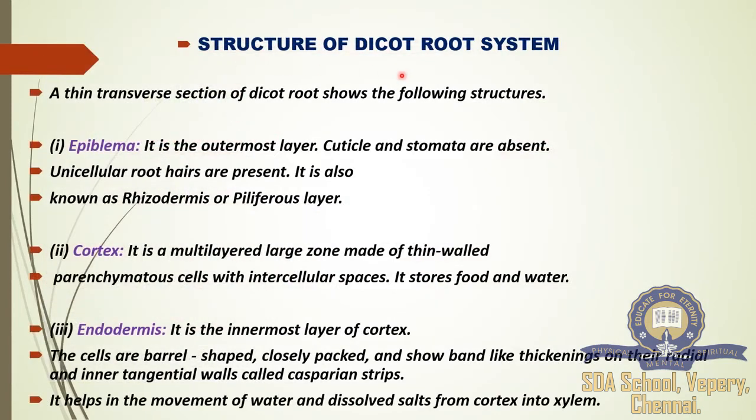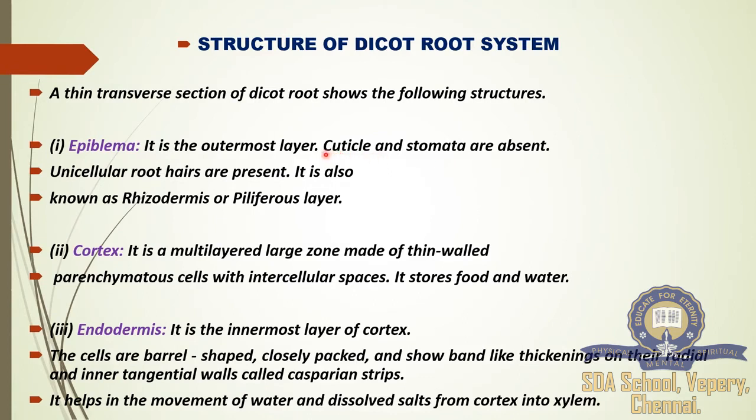Structure of the dicot root system. A thin transverse section of a dicot root shows the following structure. Here are the following parts we have in a dicot root system. First, epiblema. See that the pronunciations are very important. The epiblema is the outermost layer. Cuticle and stomata are absent.